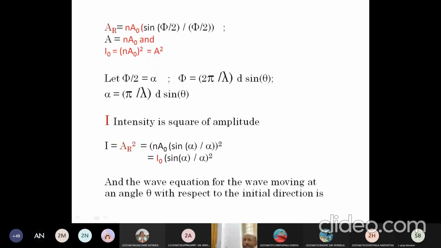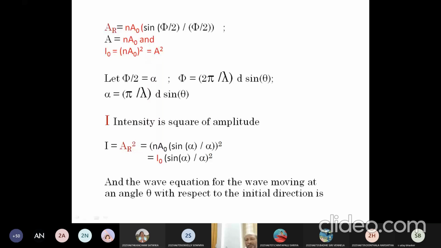I'll give you the mathematics of it, the mathematical part that you have just forgotten. What is the limit of sine alpha by alpha as alpha tends to 0? 1. Mostly you will be forgetting that. The limit of sine alpha by alpha as alpha tends to 0 is 1, or the limit of sine theta by theta as theta tends to 0 is 1. Yes or no? From that consideration, when theta is equal to 0, what is the value of I? I naught. Good. Yes, n A naught whole square.